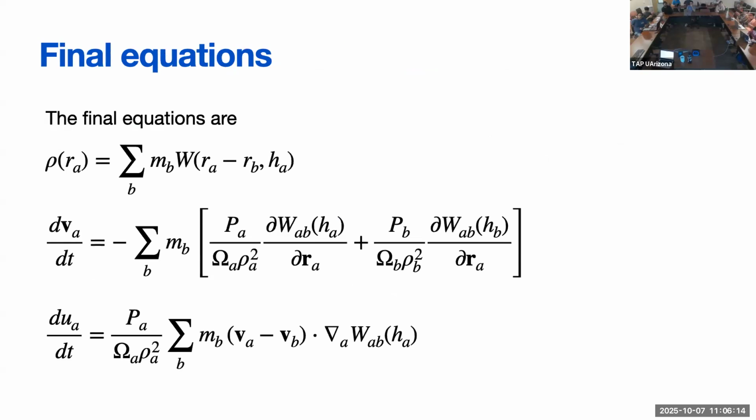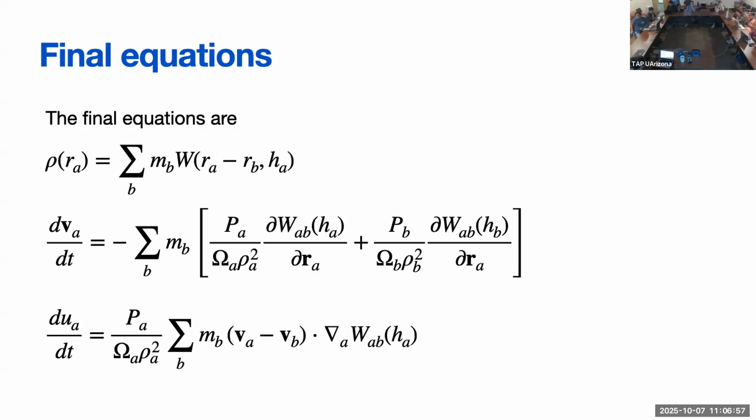If we put everything together, these are the final equations from an SPH perspective. The first one is how we compute the density. The second one combines all the different pieces I showed you before to obtain how the velocity changes as a function of time. This is the SPH version of the Euler equation. Then we can do the same also for the internal energy, and this is the evolution of the thermal energy in an SPH approach.